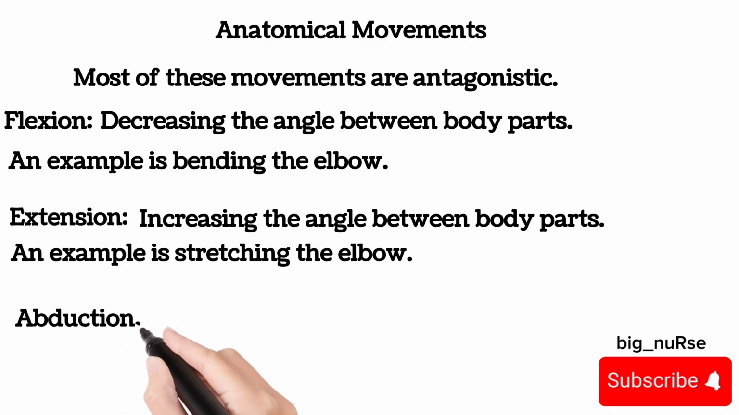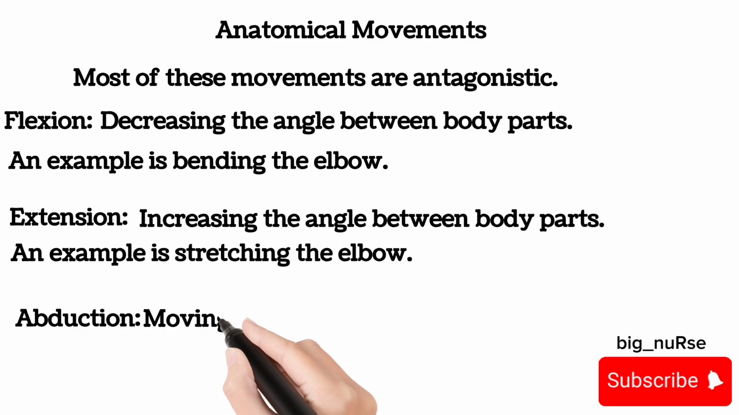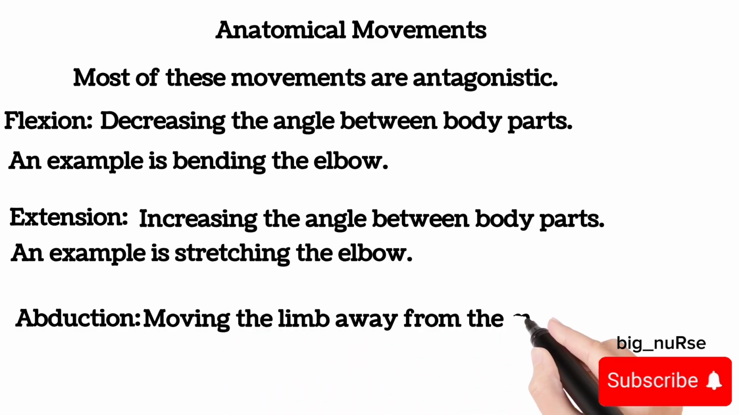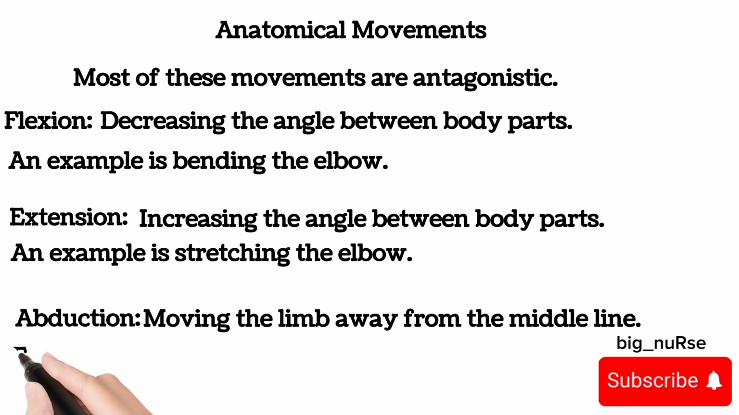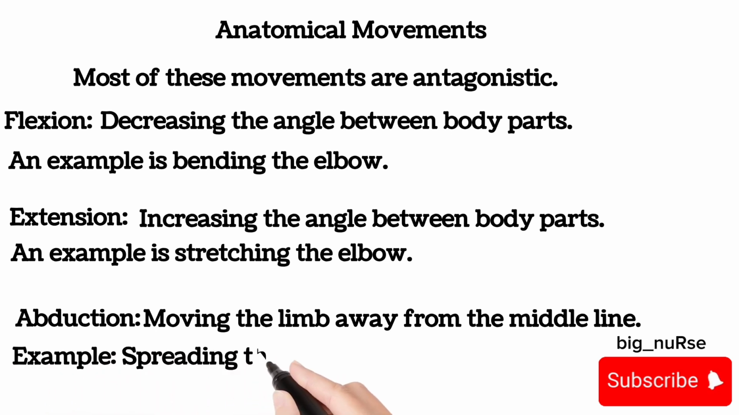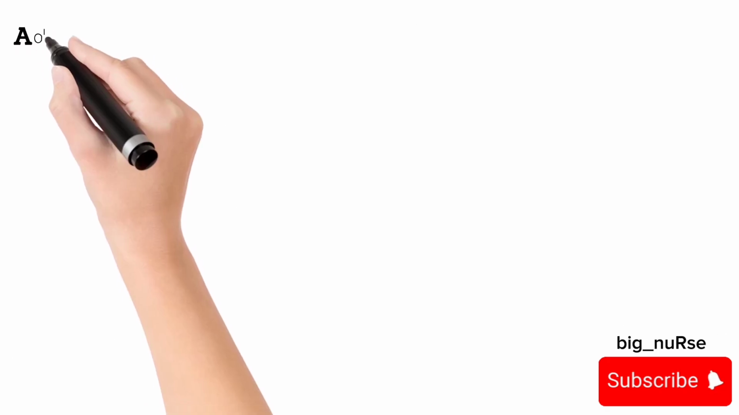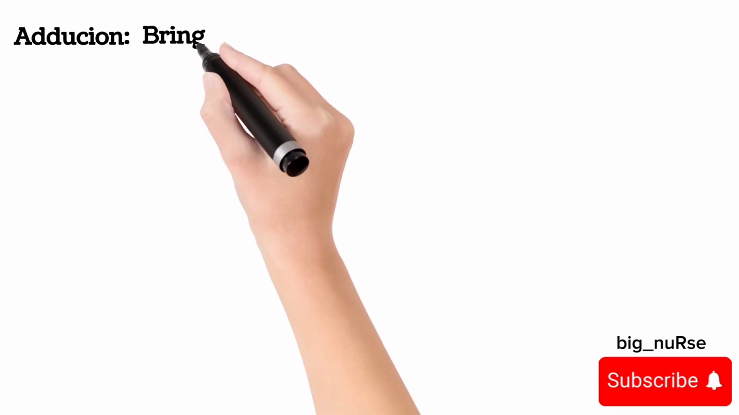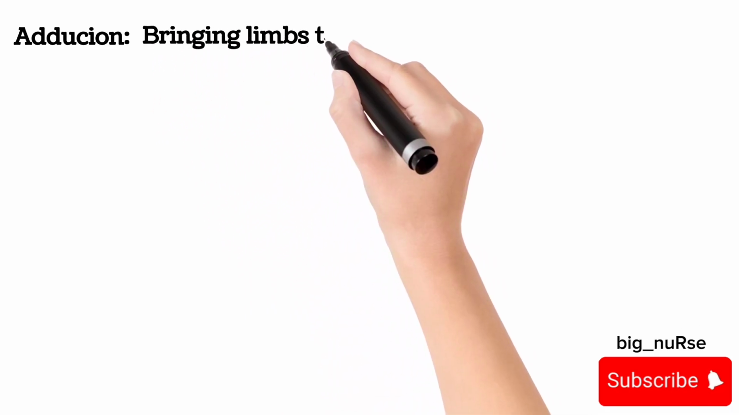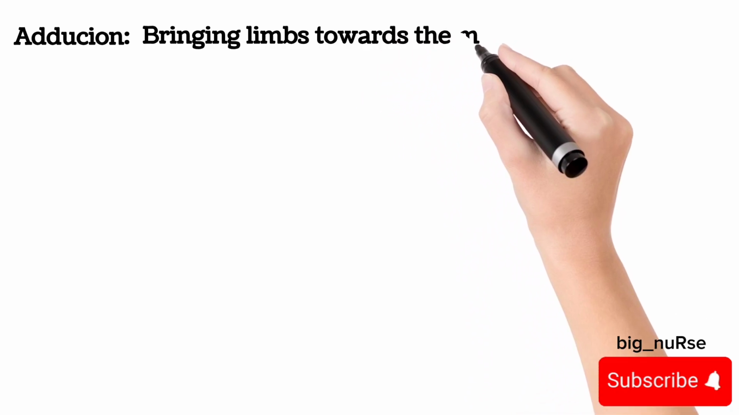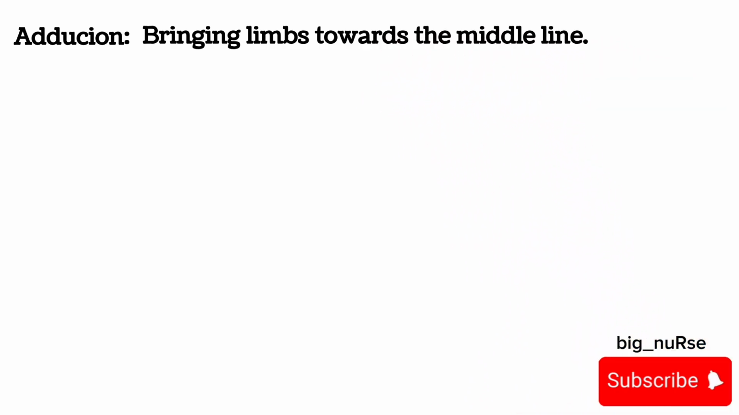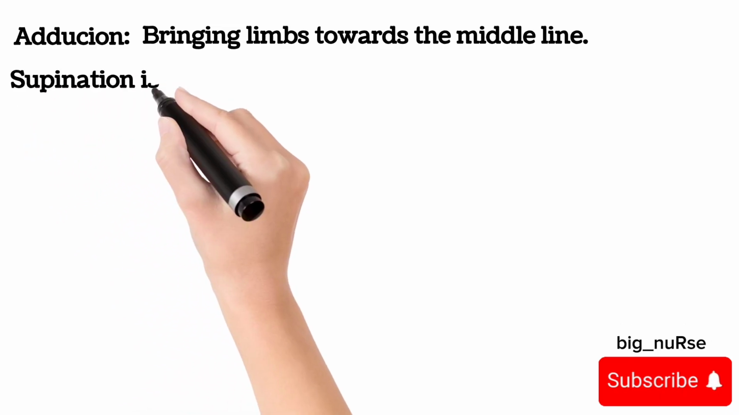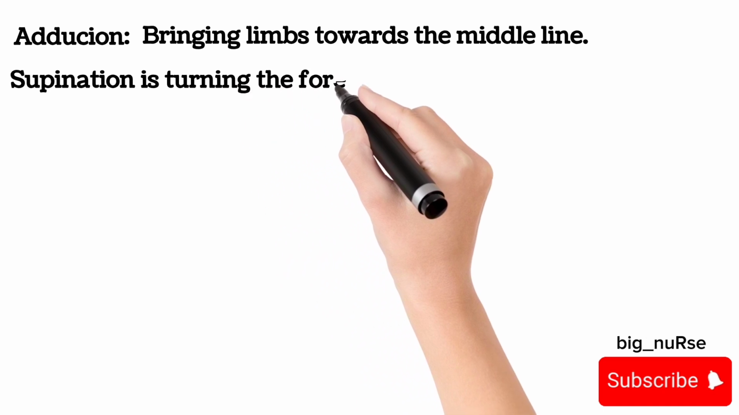The next movement is abduction. That's moving the limbs away from the middle line. And a clear example is spreading the limbs. When you spread your legs, abduction happens. And the next one is adduction, which is the opposite of abduction. In this one, you bring the limbs closer to the middle line. A clear example is when you clap your hands or try to cross your legs.